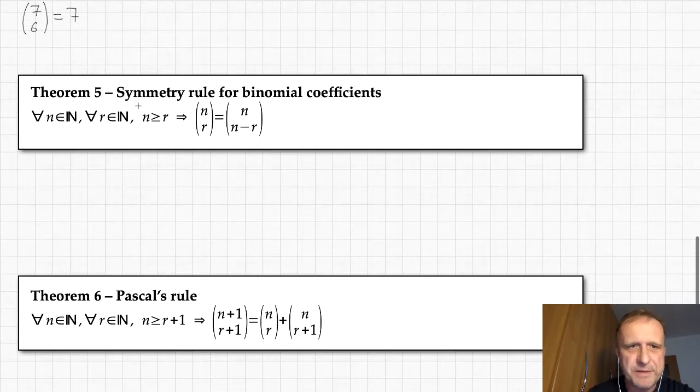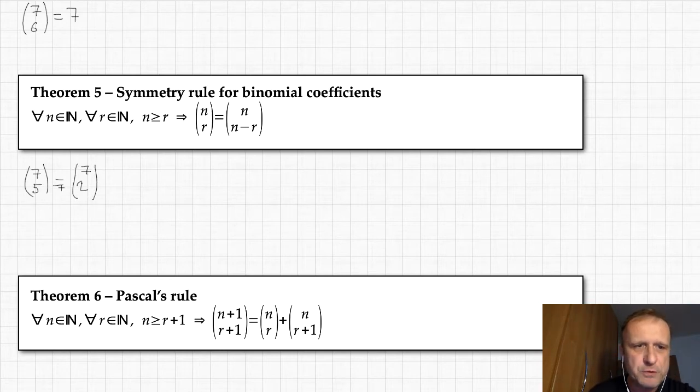The fifth theorem, symmetry rule for binomial coefficients. So there is some kind of symmetry there. For all natural numbers n and for all natural numbers r such that n is greater than or equal to r, the following is true. n choose r equals n choose n minus r. To give you an example, it says, for example, that 7 choose 5 is always the same as 7 choose 7 minus 5, which is 2.